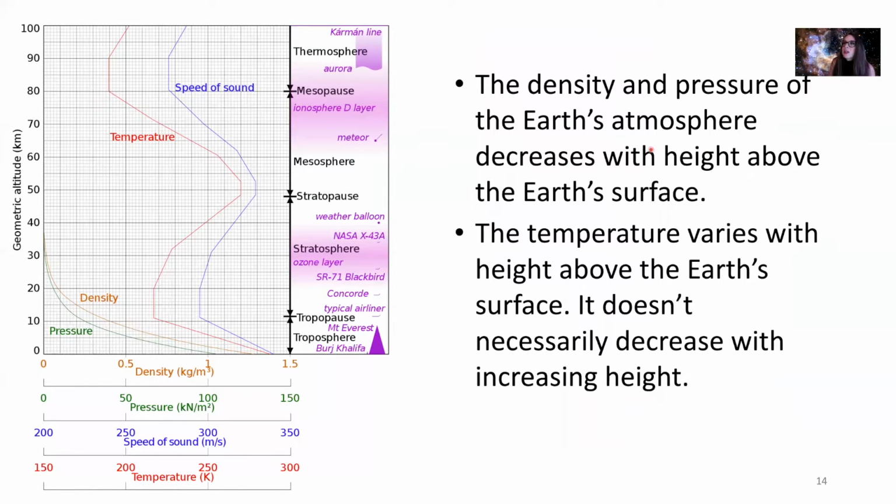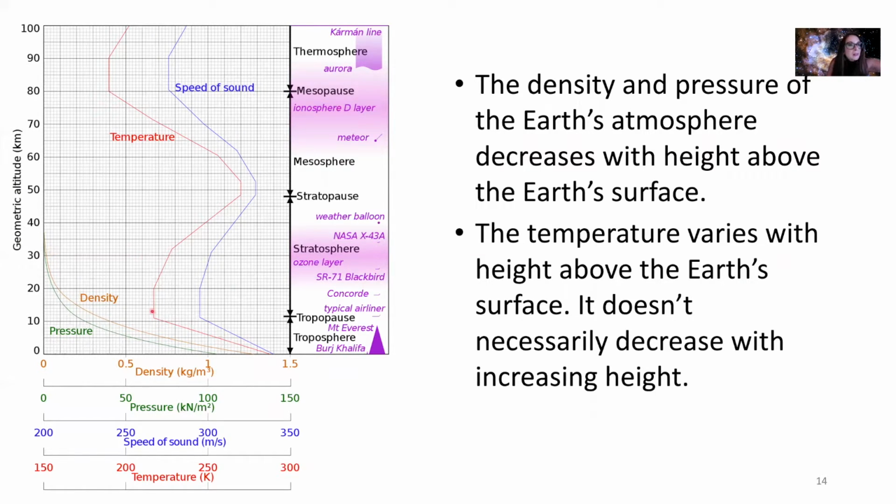Now, the density and pressure of the Earth's atmosphere decreases with height above the Earth's surface. So here's a graph that shows the altitude. In this case, the altitude is our height above the Earth's surface. And then down here, we have a chart where zero is over here, increasing quantity here, okay? And so the green line is the pressure of the Earth's atmosphere, okay? And so the pressure is greatest at the surface. It decreases as we go higher in the Earth's atmosphere. The density is greatest at the Earth's surface. It decreases as we go up above the Earth's atmosphere.